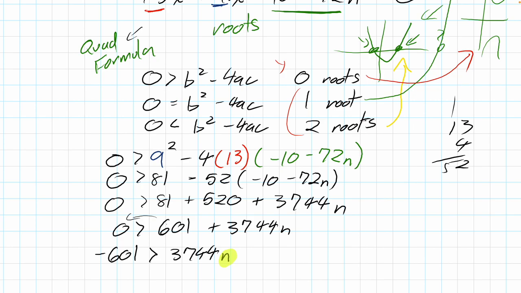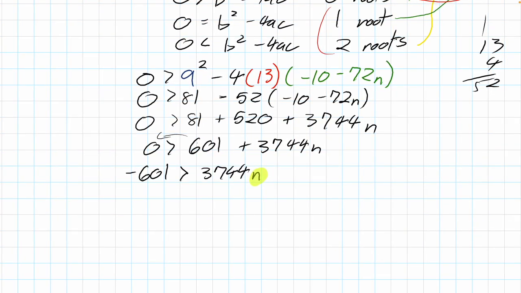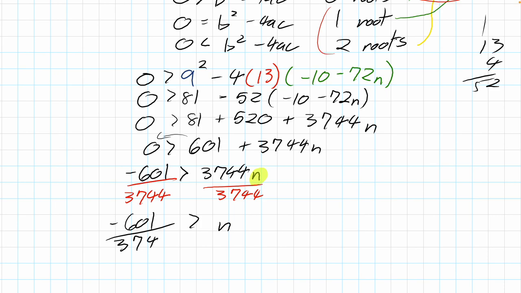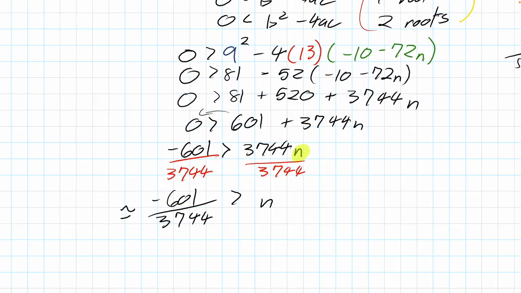Now with inequalities, if you multiply or divide by a negative, you have to switch the sign. On this side, we're going to divide, but it's not by a negative, so the sign itself is going to stay the same. I don't know what this value is. We'll turn it to a decimal so it's a little more tangible. You want to find out what 601 divided by 3,744 is? We'll say it's approximately negative something. It doesn't even give me a decimal. 601 divided by 3,744?